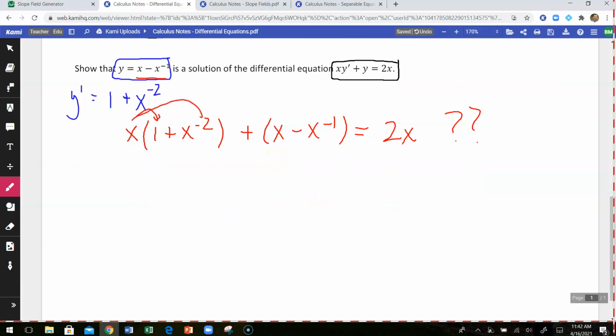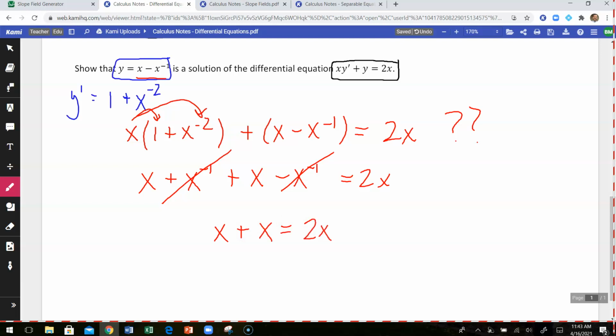I'm going to distribute my x. That would give me x plus x to the negative first, plus x minus x to the negative first. Does that equal 2x? My plus x to the negative first and minus x to the negative first would cancel each other out. I'm left with x plus x equals 2x. That's a true statement. And therefore, this is a solution. Now, I guess the question wasn't see if, it was show that. So I knew that was going to be a solution, and I've shown that through this process.